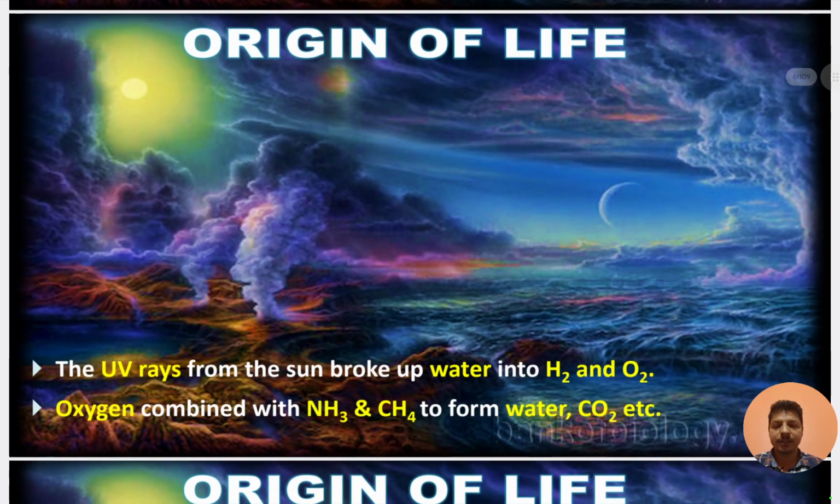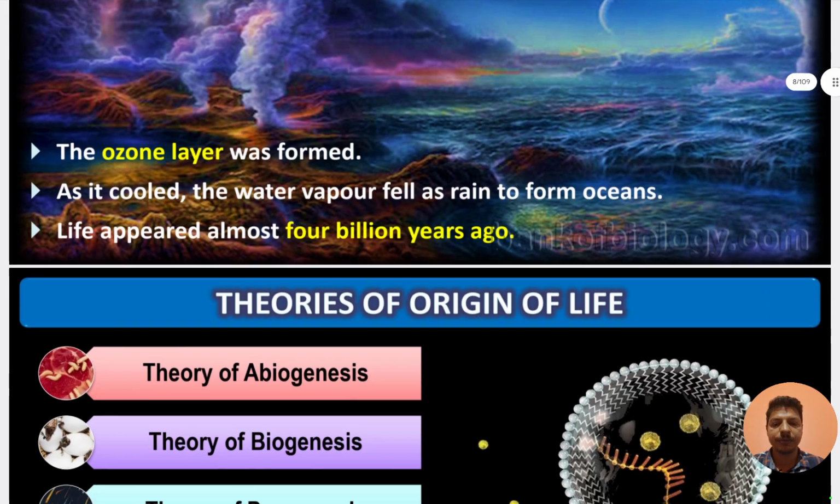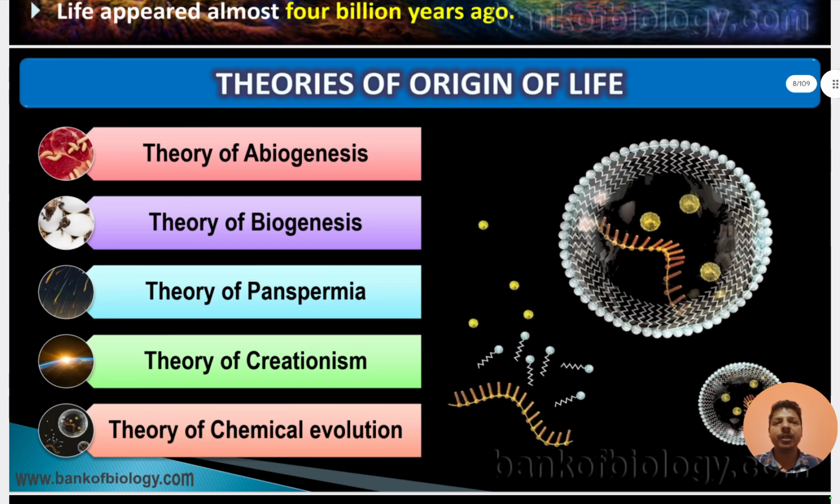The UV ray from the sun broke up water into hydrogen and oxygen. Oxygen combined with ammonia and methane to form water and carbon dioxide, etc. Then the ozone layer is formed. As it cooled, the water vapor fell as rain to form oceans. Life appeared almost 4 billion years ago. Coming to theory of origin of life. Theory of abiogenesis, theory of biogenesis, theory of panspermia, theory of creationism and theory of chemical evolution.